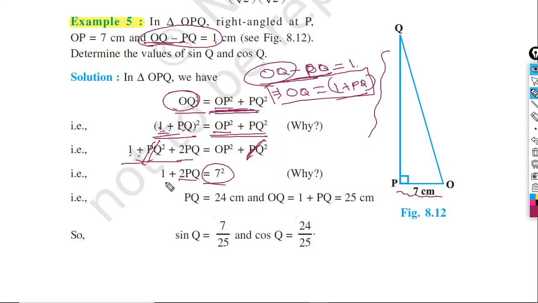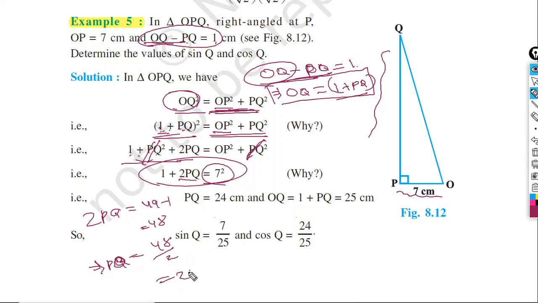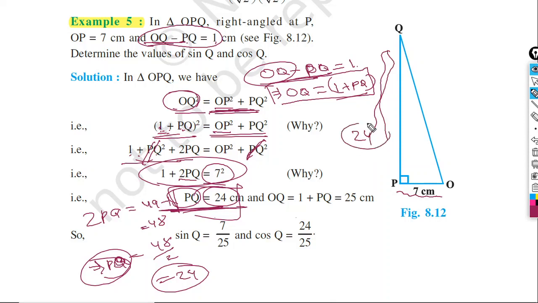Let's calculate it. So 2 PQ equals 7 square minus 1. 7 square is 49, 49 minus 1 equals 48. That implies PQ equals 48 divided by 2, which is equal to 24. So we got the length of PQ equal to 24. Now where is PQ in the figure? PQ is here. This is 24.